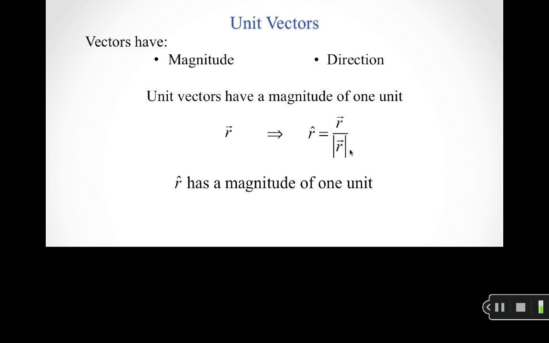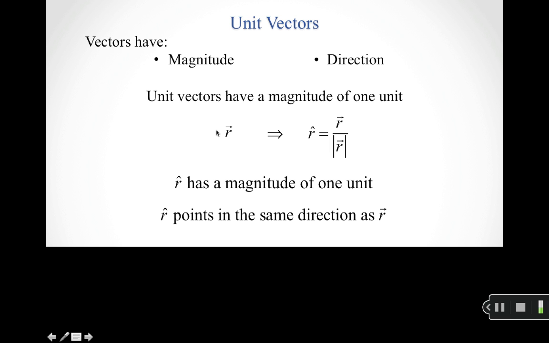This gives me two things. One is, it tells me that r hat has a magnitude of 1 unit. If you go ahead and calculate what the magnitude of r hat is, it's fairly easy to show, and sure enough, you're going to get a magnitude of 1. The other thing is that r hat points in the same direction as vector r. So my unit vector r hat is a unit vector because it has a magnitude of 1 unit, and the reason it's called r hat is because it points in the same direction as vector r.